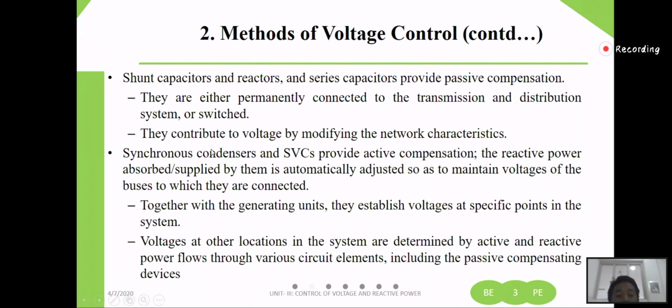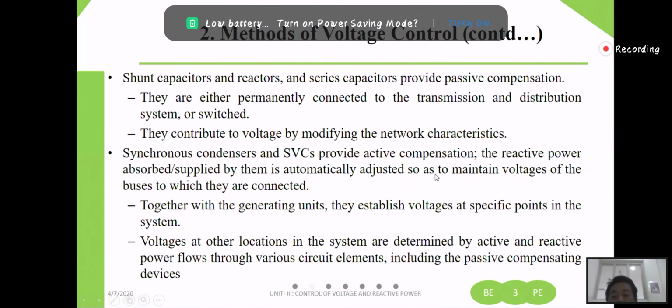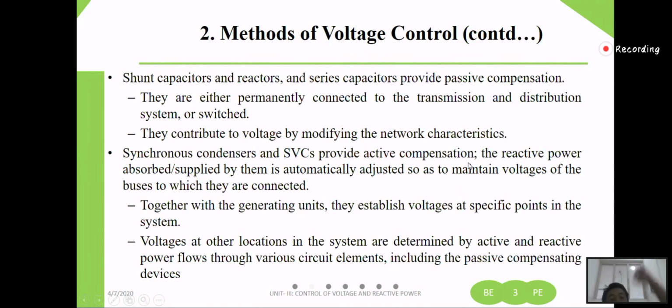Then there is another type, like synchronous condensers and SVCs, static var compensators. These compensators provide active compensation, because the reactive power absorbed or supplied by them is automatically adjusted so as to maintain voltage at the buses to which they are connected. Passive means it will be connected permanently. If there is a need for reactive power, you will permanently connect this shunt capacitor.